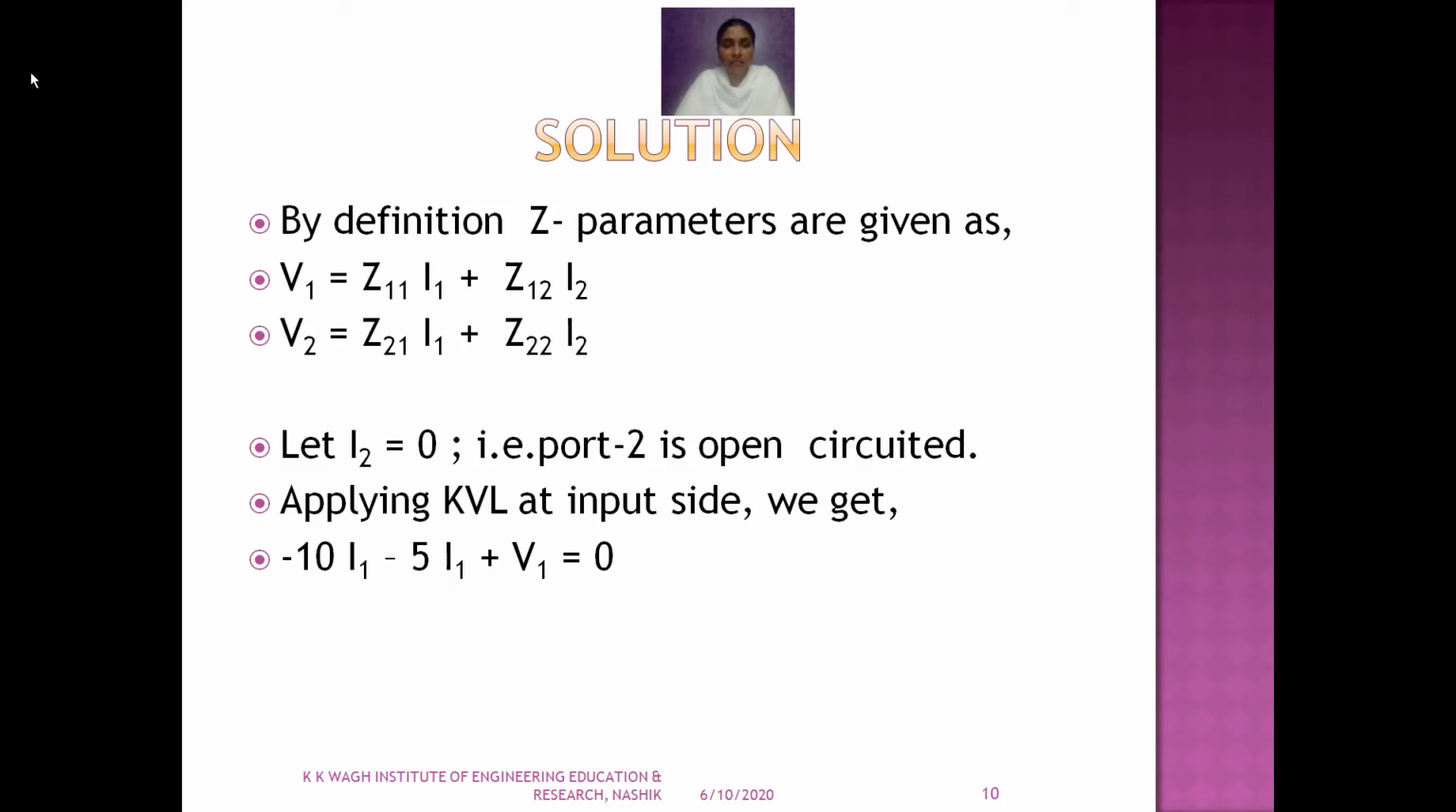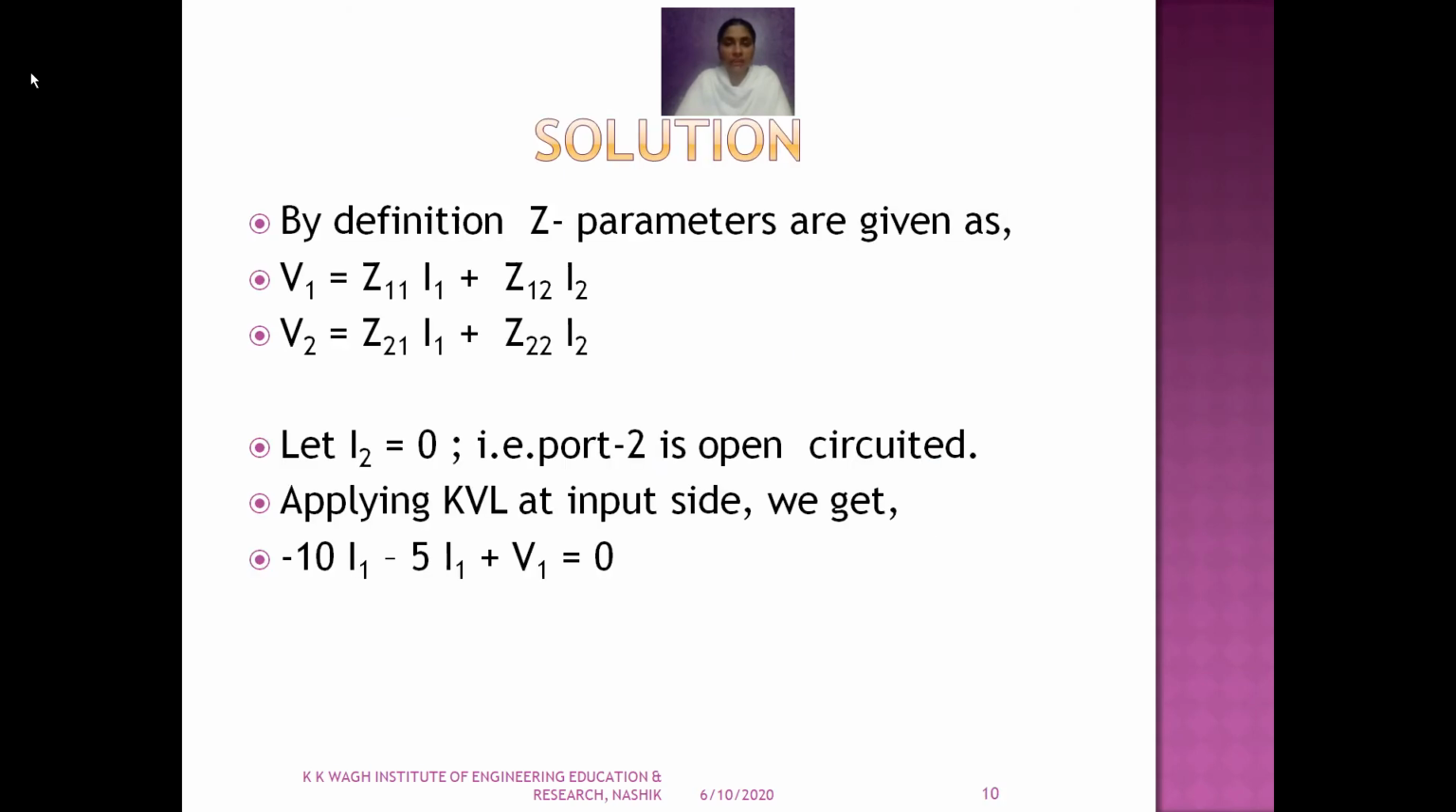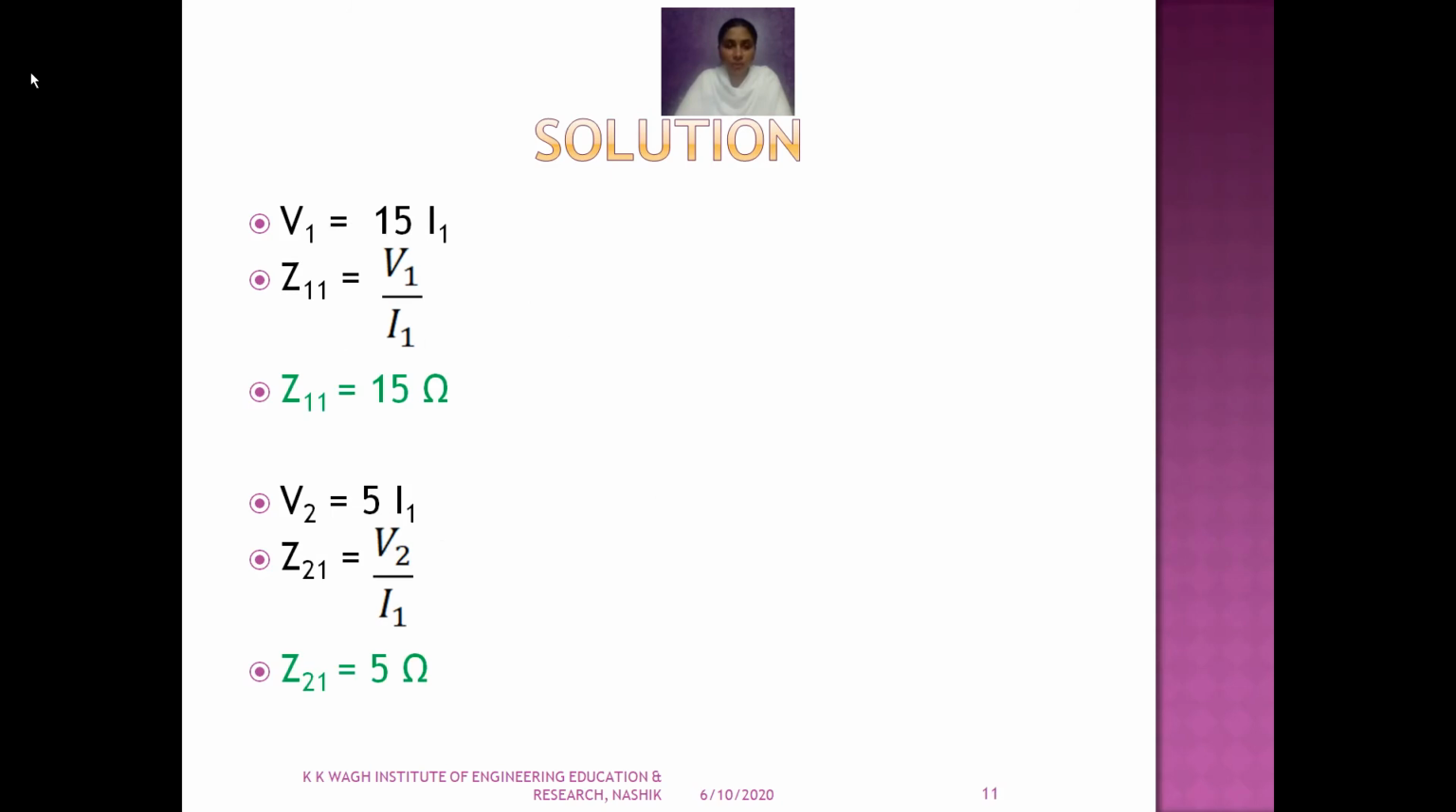As I said, we will first make I2 0, that is port 2 is open circuited. If port 2 is open circuited, we are supposed to apply KVL only to the loop which is present on the left hand side, because if I2 is 0, no current will flow through the 15 ohm resistor. So applying KVL to the left hand side loop, we get the equation minus 10 I1 minus 5 I1 plus V1 is equal to 0.